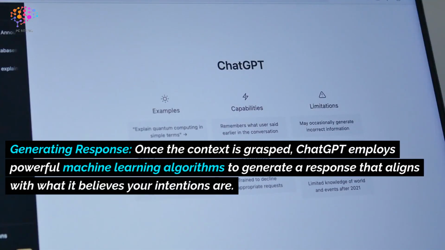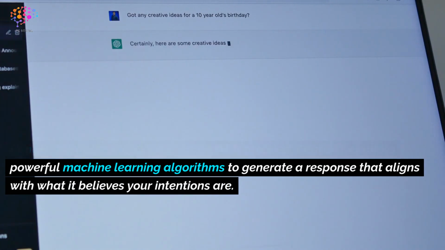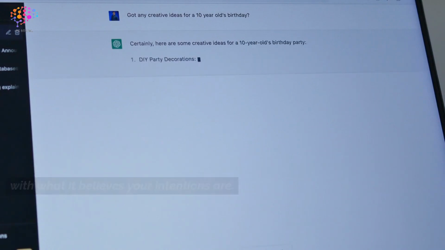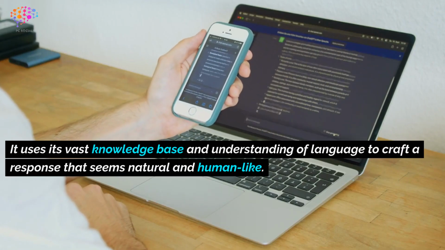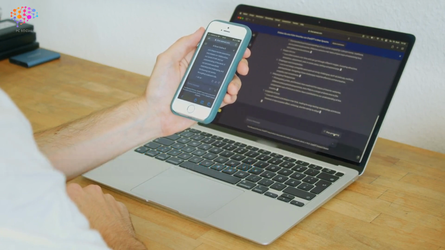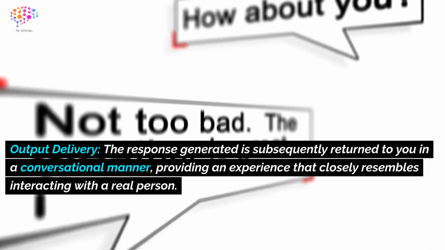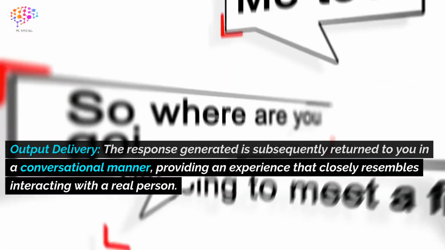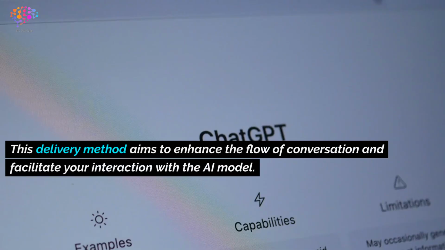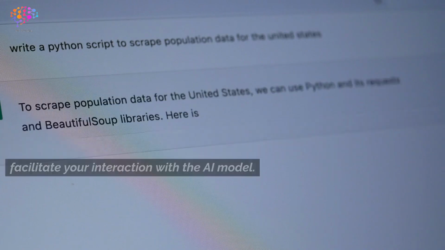Generating response. Once the context is grasped, ChatGPT employs powerful machine learning algorithms to generate a response that aligns with what it believes your intentions are. It uses its vast knowledge base and understanding of language to craft a response that seems natural and human-like. Output delivery. The response generated is subsequently returned to you in a conversational manner, providing an experience that closely resembles interacting with a real person. This delivery method aims to enhance the flow of conversation and facilitate your interaction with the AI model.